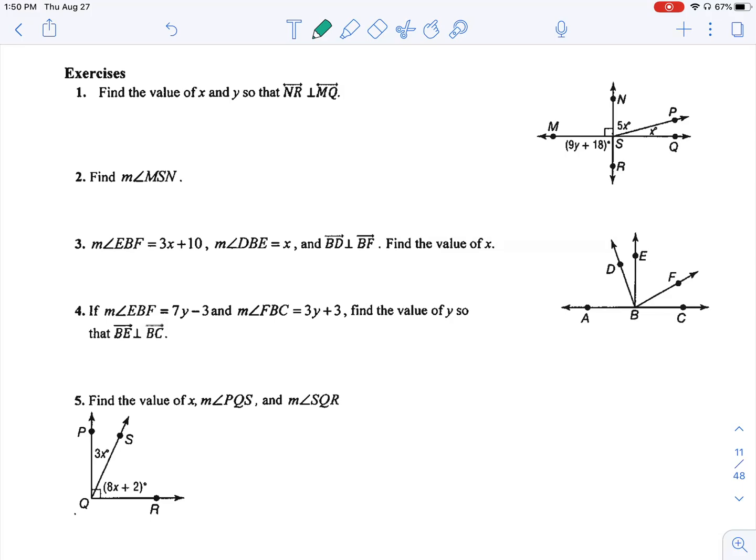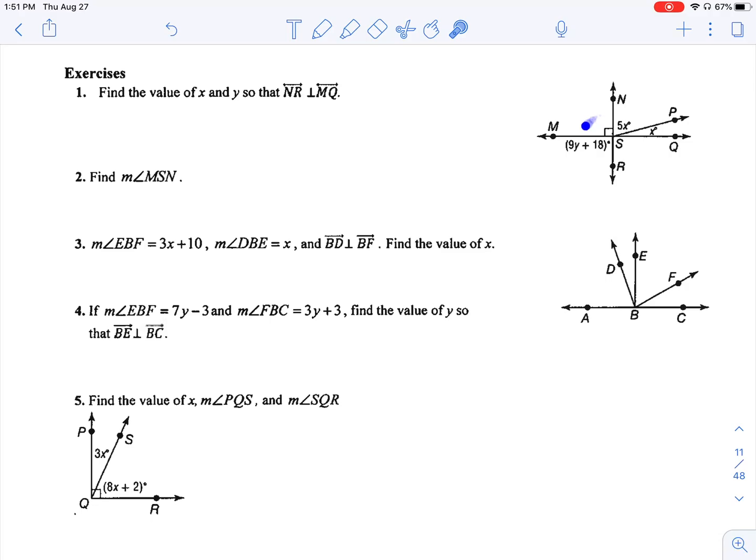Okay, so there's a mix of exercises here that I was going to walk you through some and then have you complete some on your own. Find the value of x and y so that line NR is perpendicular to MQ. Well, if NR is perpendicular to MQ, then we conclude that the four adjacent angles are 90 degrees. We can also use information from the vertical angles section to draw a conclusion about some of the angles that you see there as well. So let's see which one we would solve for first.